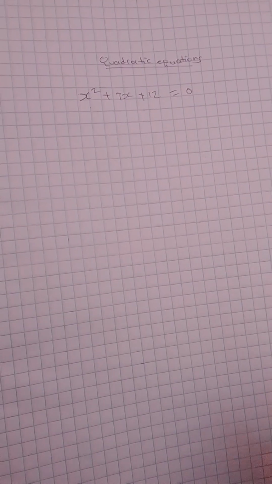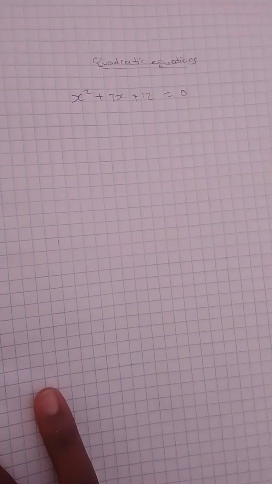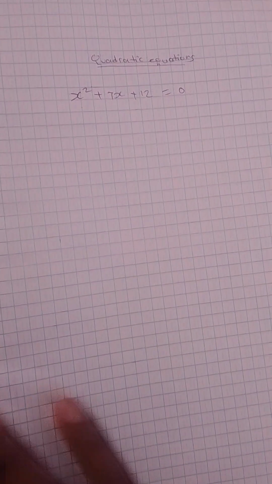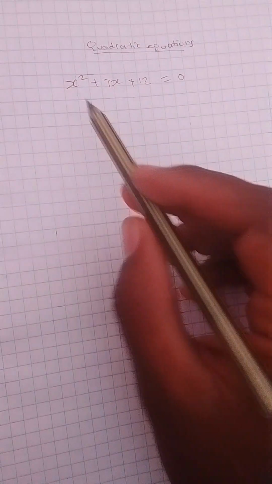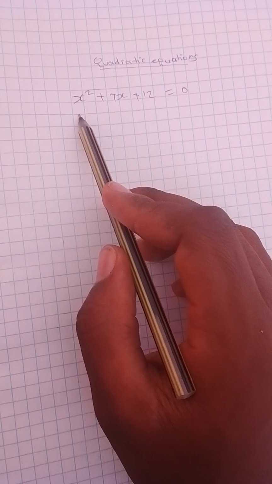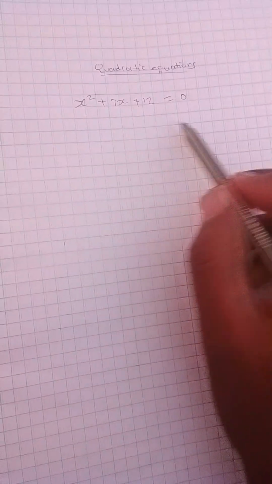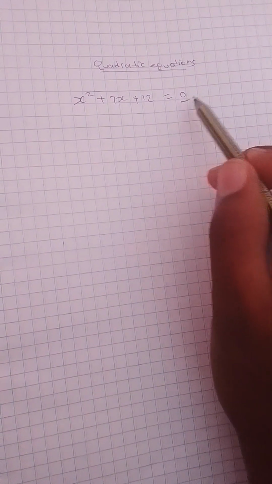Today I intend to show you how to calculate quadratic equations without using the quadratic formula. It means that if we find the value of x and substitute it in the equation, the solution should be equal to 0.